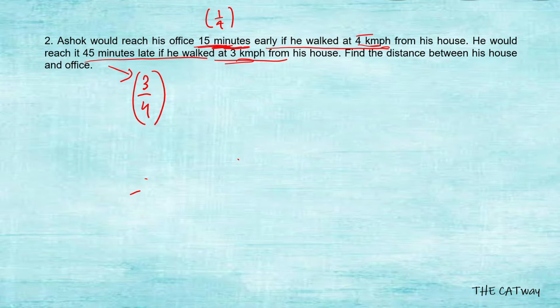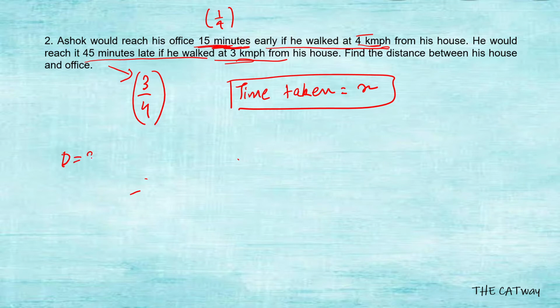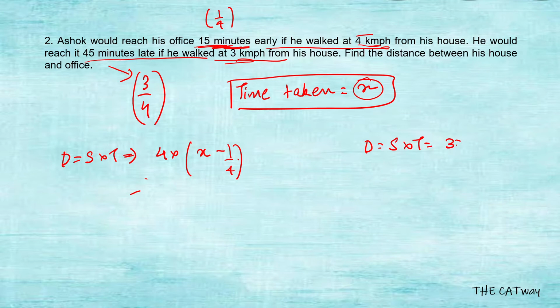So we can equate the distances. Let's say the actual time taken every day is x. In the first case, distance is equal to speed into time. The speed is 4 and the time is x. Early means 1 by 4 of an hour less, so x minus 1 by 4. In the second case, distance is speed into time, the speed is 3 and the time is x plus 3 by 4.